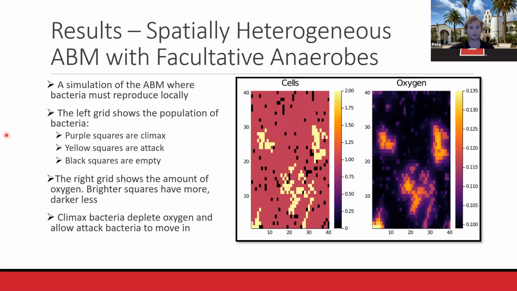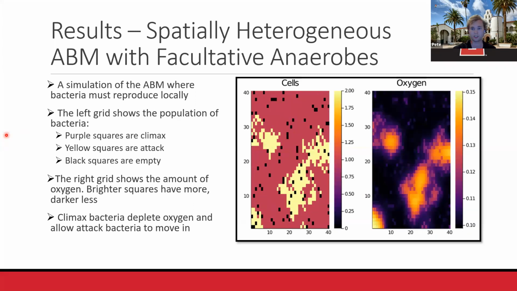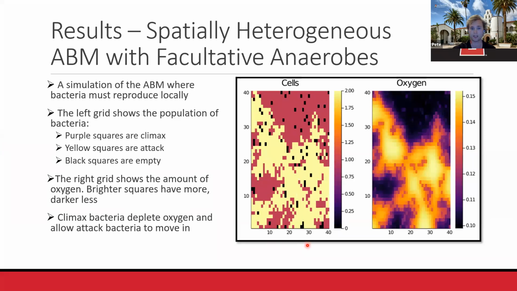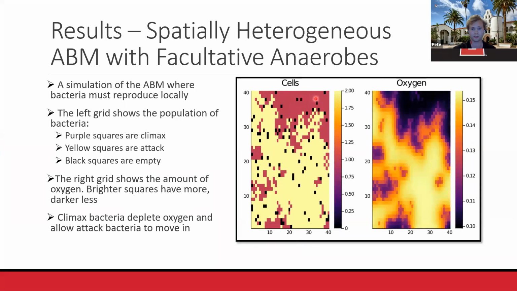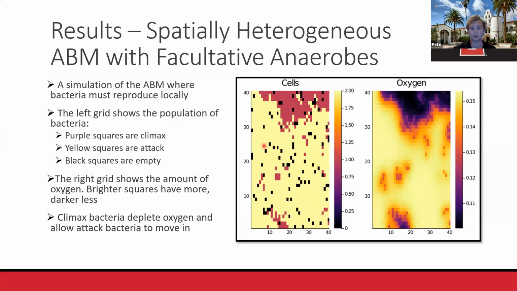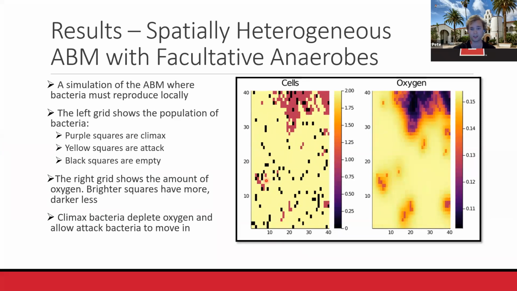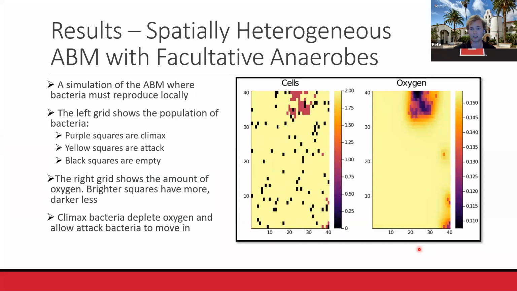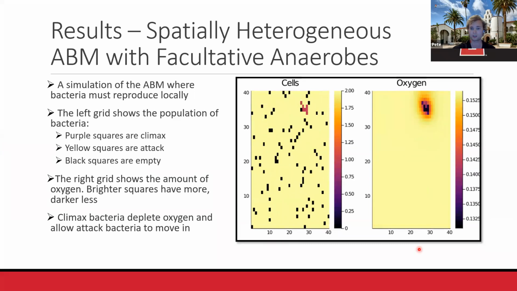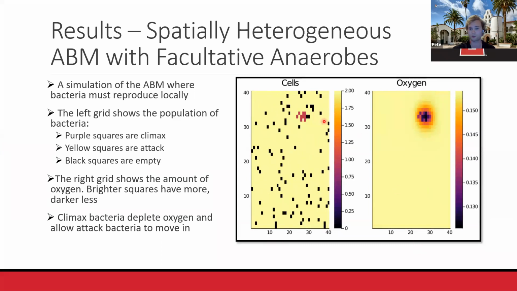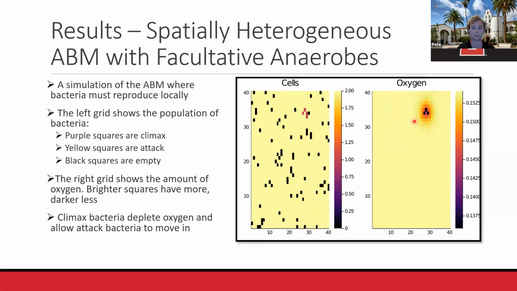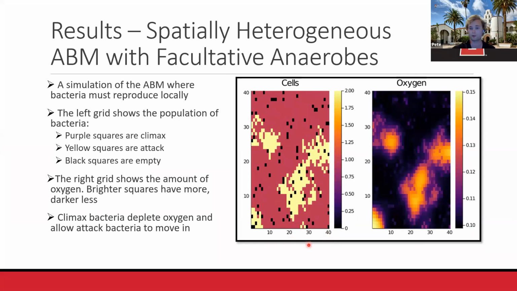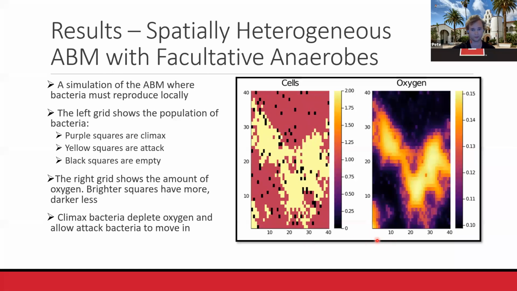In this next slide, I have a simulation of a spatially dependent agent-based model. On the left-hand grid here, we have our bacteria. Purple squares are climax bacteria, yellow squares are attack bacteria, and black squares are empty. On the right-hand grid is our oxygen dynamics. The climax bacteria we know consume oxygen, so areas that are very rich in purple squares are going to be lower in oxygen because the climax bacteria are consuming it. That is going to give an opening for the attack bacteria to come in and colonize that region.